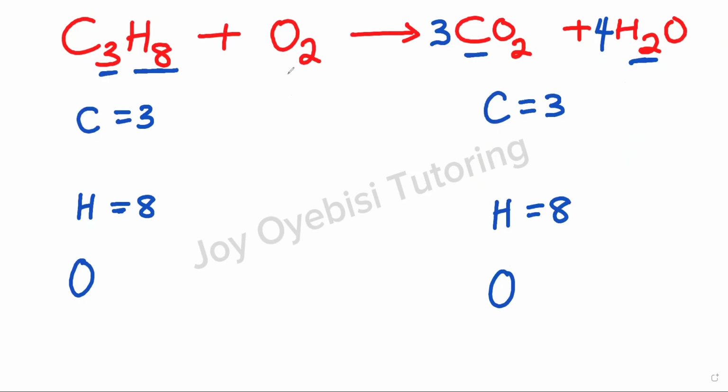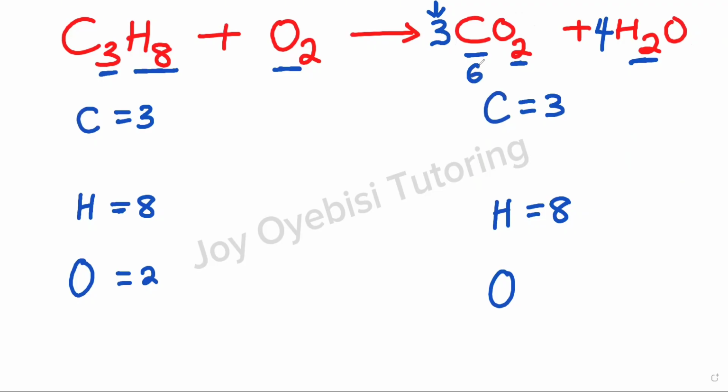We move on to this oxygen. Now oxygen right here on the left is 2. On the right-hand side, you see this number here affects the oxygen on this side. When the number is in front of the molecule, it affects all the elements in that molecule. So I'm going to be multiplying the original quantity of oxygen by 3, and that makes it 6 on this side. Now on the other molecule here, we have 4 in front times 1 of oxygen, that's 4.